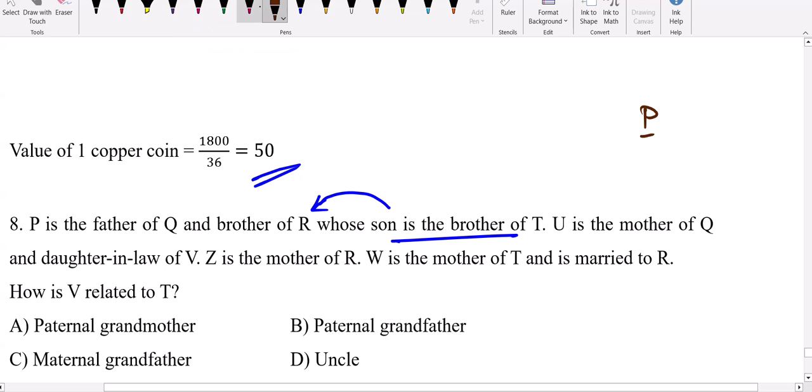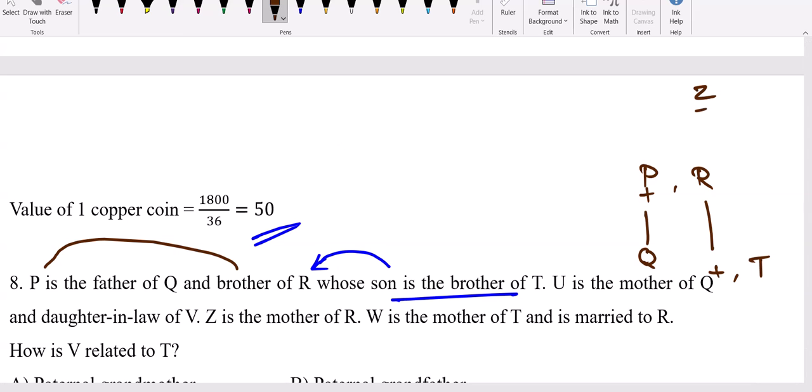P is father of Q and brother of R. Because of the word and, this brother of R is related to P. P is brother of R, P is father of Q. Right. Then R's son is the brother of T. R is having a son, that candidate is brother of T. Means T is also child of R only. Next, Z is mother of R. Okay. W is mother of T.